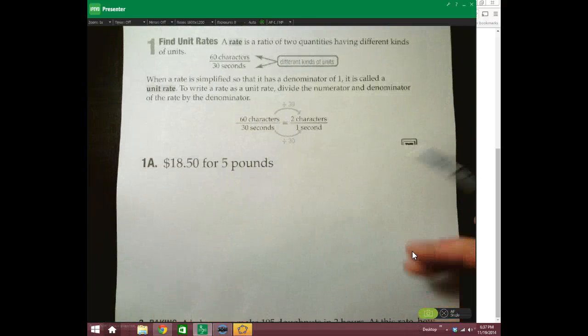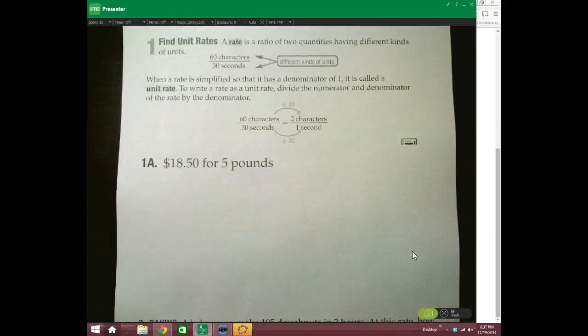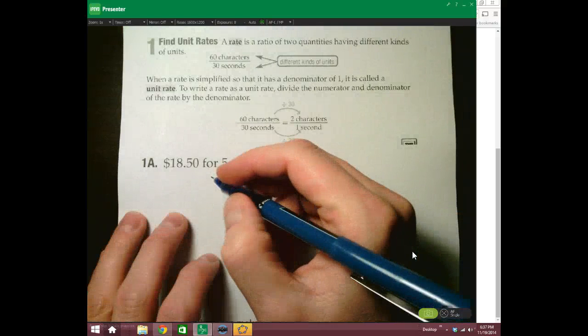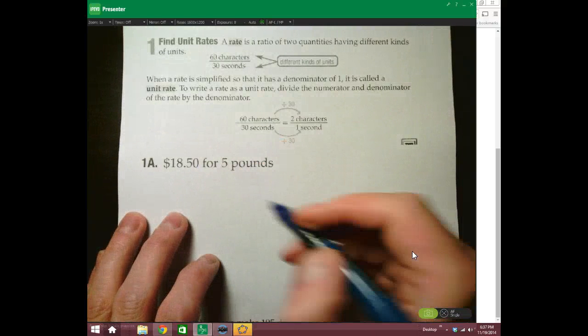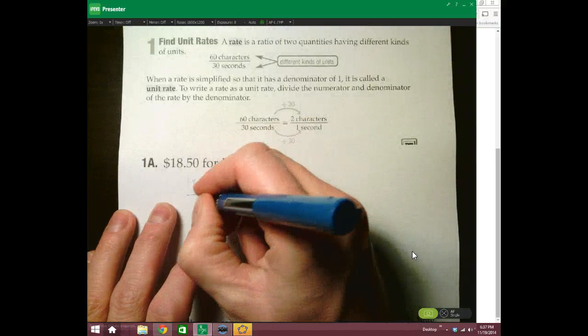So this is example 1A from the textbook. They want you to create a unit rate if something costs $18.50 for 5 pounds. So what we're going to have to do is look at this as dollars per pound. Okay, they've given us the first one, the second one. So this is 18.50 over 5.